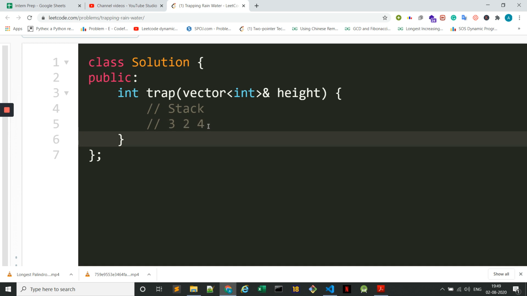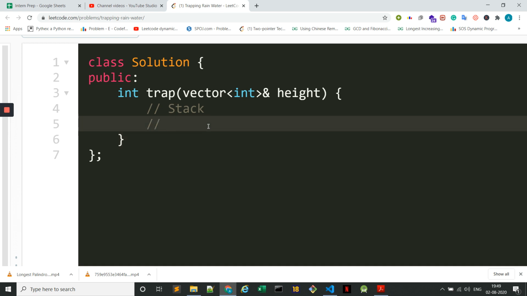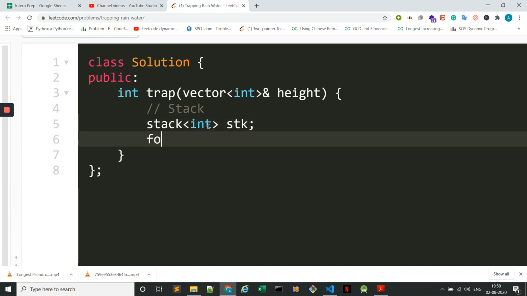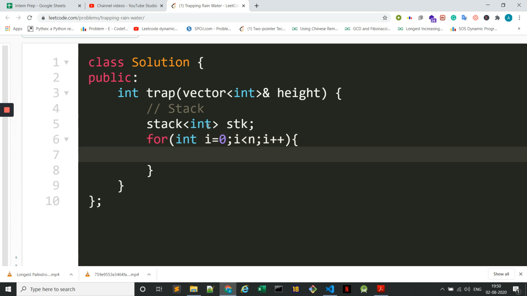Now this element for which we are trying to compute the bounds will be the top of the stack at any moment of time, right? So let's say we create a stack of integers, st. Now for i equal to 0, i less than n, i plus plus, right? So basically the stack will be like this.